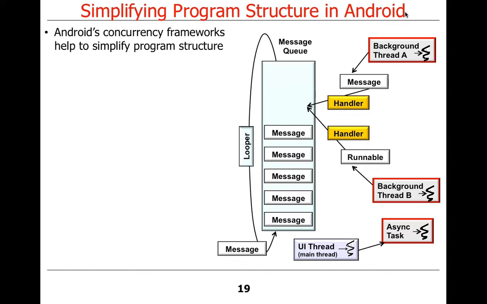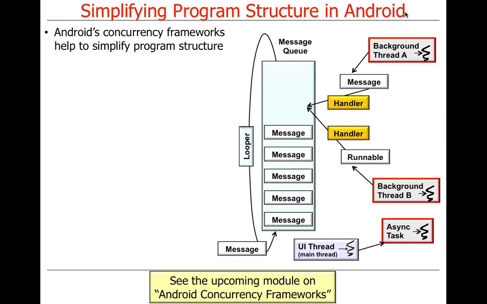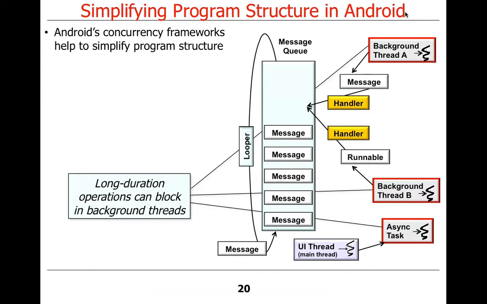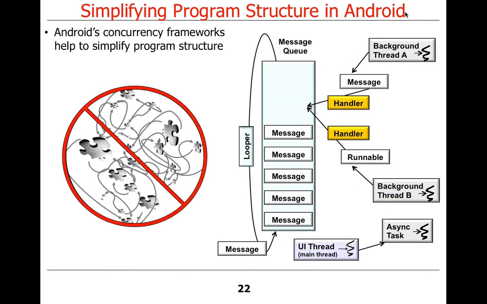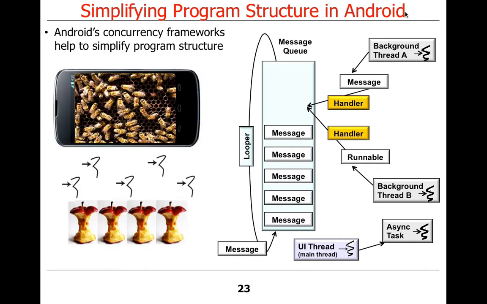Android has these concurrency frameworks that help you to do this. They allow you to run long duration operations in background threads and short duration operations in the user interface thread. You'll see it a lot before. This helps you to write code that's less tangled, although you still have to know a bunch of patterns in order to do it right. The patterns are just a little different than if you were writing a purely event-driven program. We'll come back and talk about some of these patterns in more detail.